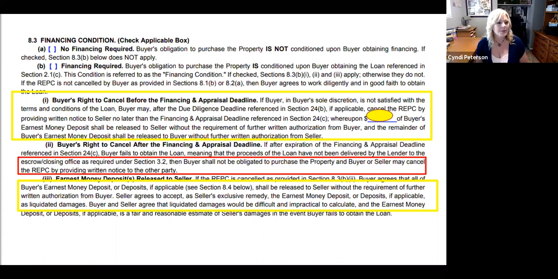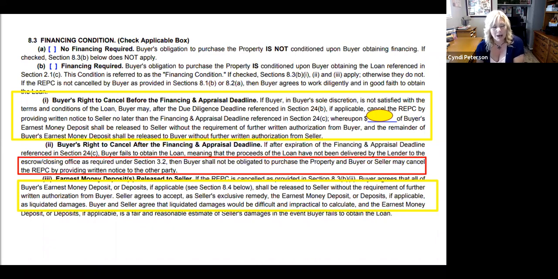Okay, so when it comes to the financing, same thing. The buyer's right to cancel before is basically if a buyer's not satisfied with the terms of the condition or the conditions of the loan, you can cancel for any reason. It doesn't really matter what it is. Doesn't even mean that they're not qualified. If they come back and say, you know what, we pulled this up and based off of this, now your interest rate's going to be a little bit higher, or you have to pay more closing costs or points or something like that, they can actually pull out for those kind of things. But if they're not satisfied with any of the terms and conditions, then they may, after the due diligence deadline.